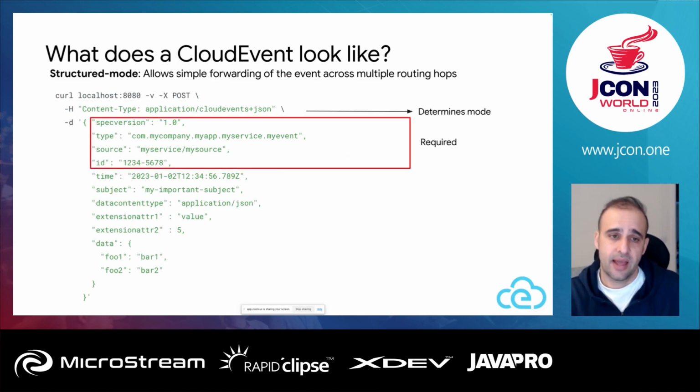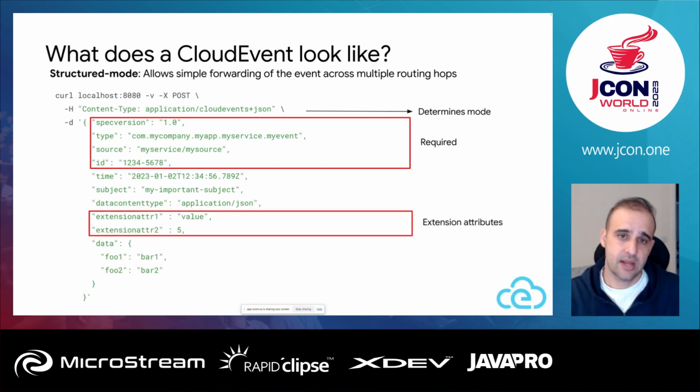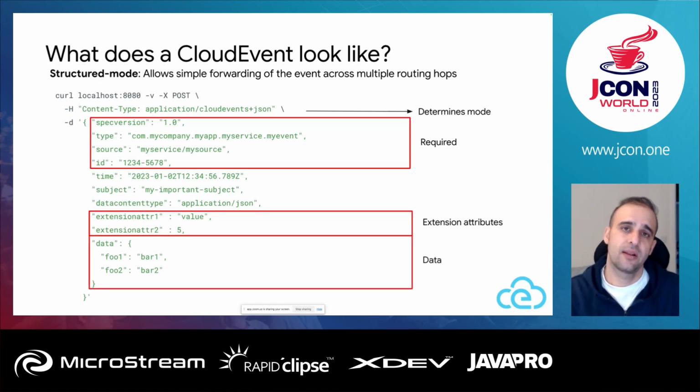Then the body has everything. So the spec version, type, source, and ID are there. Then you have the time and the subject. Then you have the extension attributes that you can add if you wish. And finally, the data, the payload, lives under the data field of the body. So the difference here is that instead of using headers for CloudEvent information, you're using the body for everything.